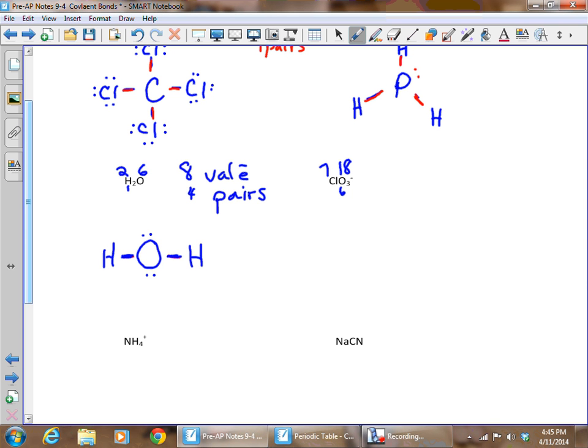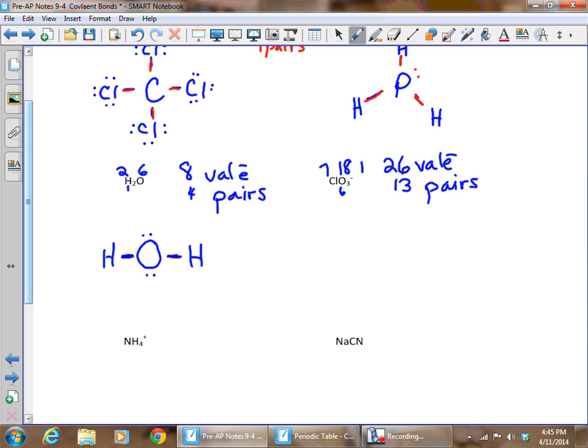Now, second, if something is negative, that means it has an extra electron in it, so we're going to add 1 more electron. There's 1 more electron present in this species. So anytime something's negative, you get more electrons. If it's positive, it means it's missing electrons. So in this case, we've got 18 and 7 is 25, plus the 1, we've got 26 valence electrons, which is 13 pairs.